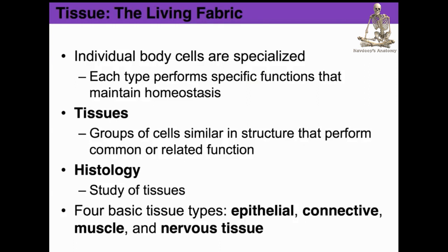Technically speaking, when the individual body cells are specialized, each type of specialized cell performs specific functions that maintain homeostasis. These groups of cells, which are similar in structure and perform common related functions, are termed tissues. And histology, as we earlier discussed, is the study of the tissues; the field of science which deals with the study of tissues is called histology.